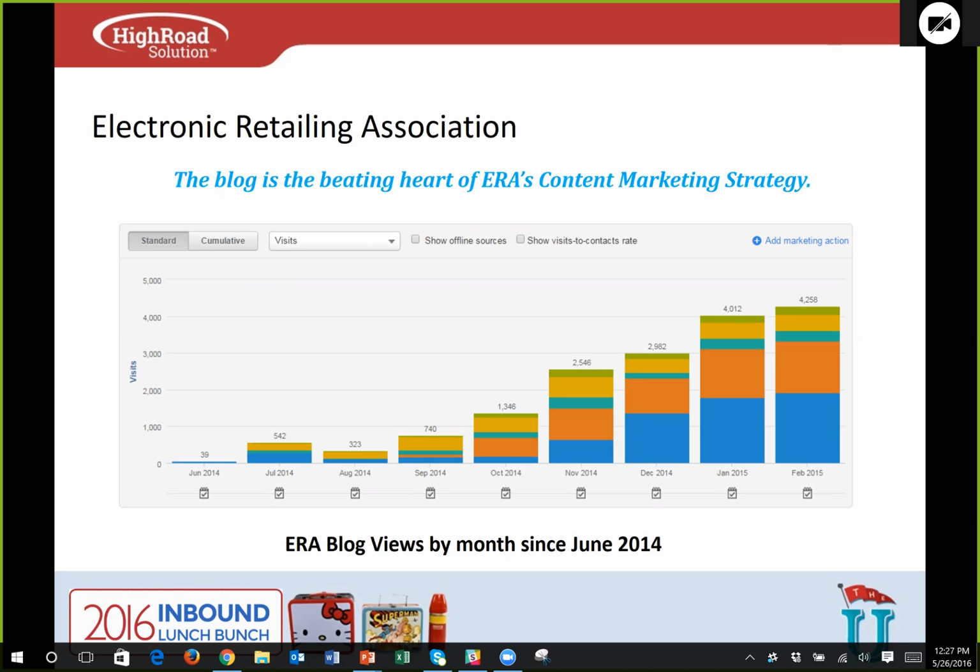So you may have heard of the Electronic Retailing Association, ERA, a heavy user of HubSpot. Their content marketing strategy revolves around the blog. It's an industry blog. The Electronic Retailers Association's members are the direct TV sales companies, the Home Shopping Network. Those are its members. So that's the target audience, right?